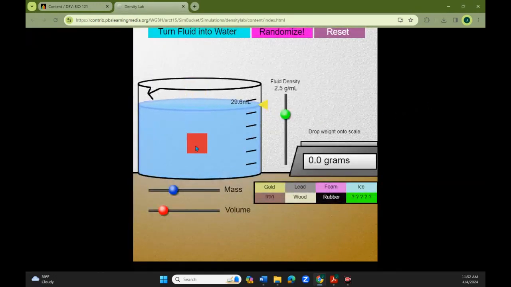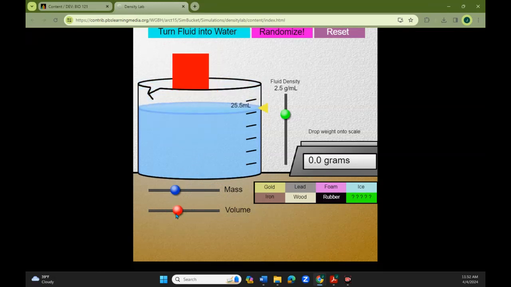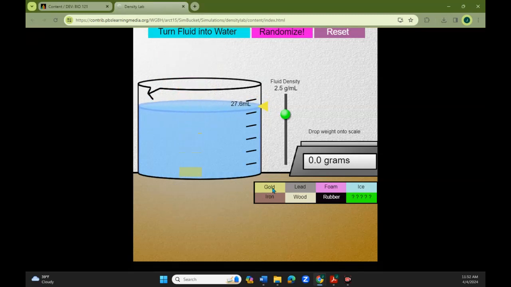And so you can move stuff around in here. You can move these around. You can change the mass of something, make it heavier so it sinks. You can change the volume, make it bigger. And so those 2 things are going to work together to make the density of the object. You can also change the object. So if it's gold or if it's foam, for example. And you can also take it out of the wall and put it onto the scale.